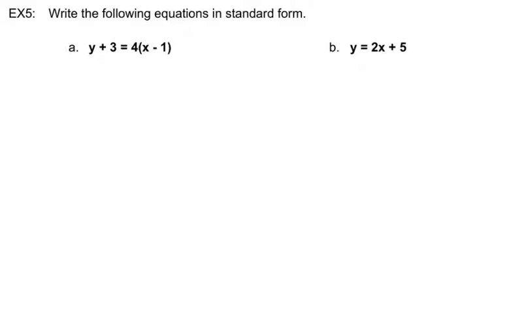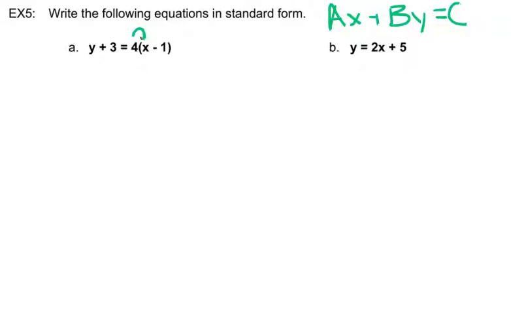We need to know how to write standard form from the other two forms. This simply takes a little bit of rearranging. Remember that our form is ax plus by equals c. So we need to have a number next to x, number next to y, and that number could be 1, equals c. So if we're looking at a, the first thing we need to do is get rid of those parentheses. They're ugly, we don't like them, let's get rid of them.